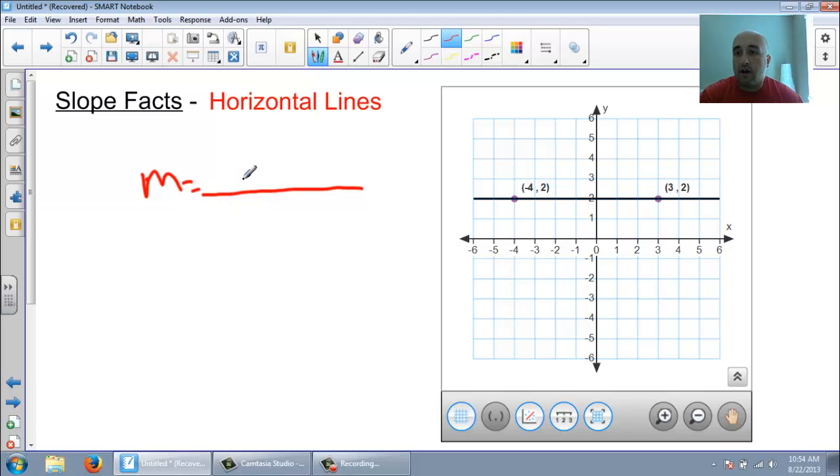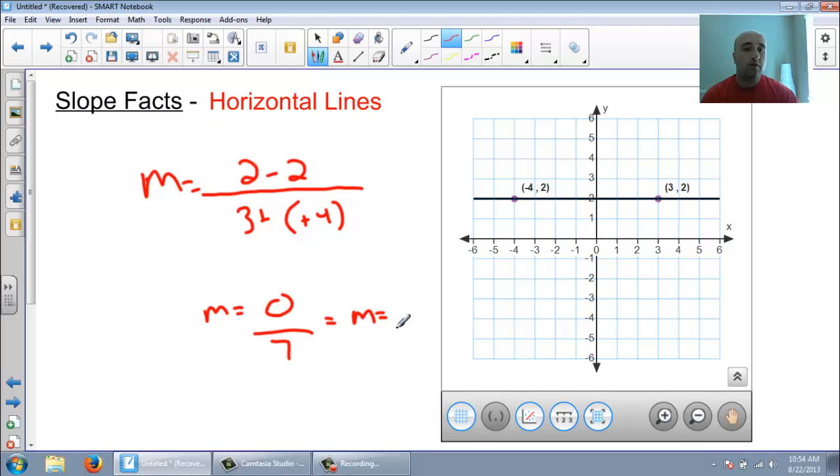And our x's are 3 and -4. So we're going to do 3 minus a -4. So let's figure out what this is equal to. So 2 minus 2 is 0. 3 minus -4 is plus plus. 3 plus 4 is 7. 0 divided by 7 is 0. So all horizontal lines, no matter what they are, have a slope of 0. Very important, very important. So horizontal lines have a slope of 0.